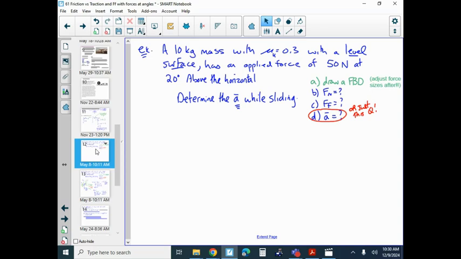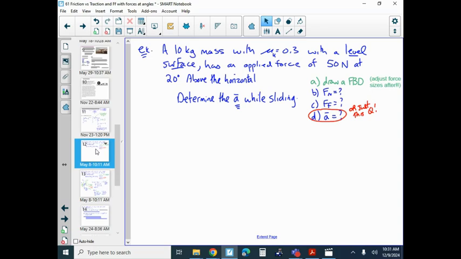So here we go. This is a similar question. So we've got a 10 kilogram mass with a kinetic coefficient of friction of 0.3 on a level surface for now. We have an applied force of 50 newtons, pulling force, I guess, at 20 degrees above the horizontal. Could be pushing from an angle below, I guess, too. And so we're going to determine the acceleration, right? And so if you're just asked for the acceleration, you just have to go ahead and do all the work.